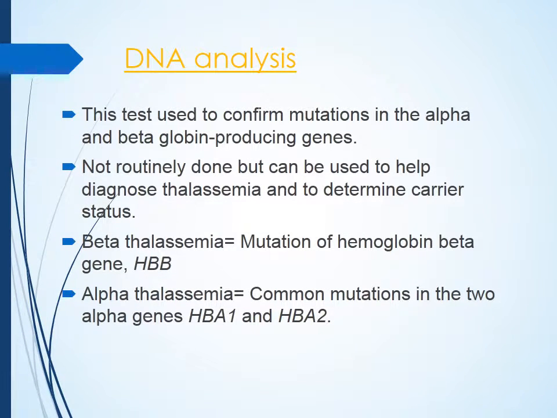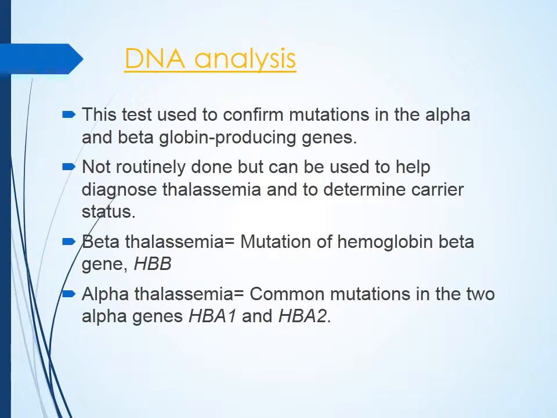DNA analysis. These tests are used to help confirm mutations in the alpha and beta globin producing genes. DNA testing is not routinely done but can be used to help diagnose thalassemia and to determine carrier status. For beta thalassemia, the hemoglobin beta gene, HBB, may be analyzed or sequenced to confirm the presence of thalassemia-causing mutations. For alpha thalassemia, it detects common mutations such as deletions in the two alpha genes HbA1 and HbA2.